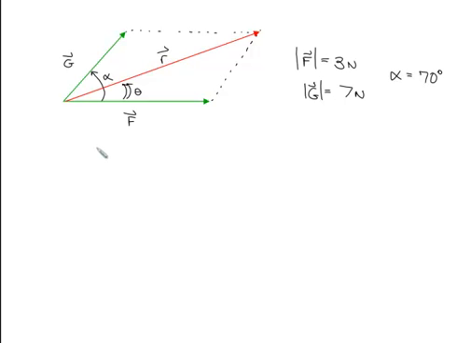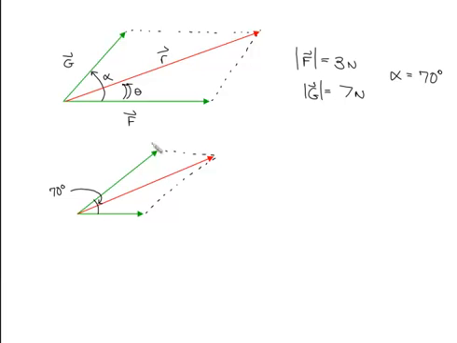So the first thing is that I'm going to draw a more accurate picture. So we have F, which is 3 newtons. We have G, which is 7. So we have something that's roughly looking like this. And so our resultant is basically going to be out here somewhere. And this big angle here, we know is 70 degrees.